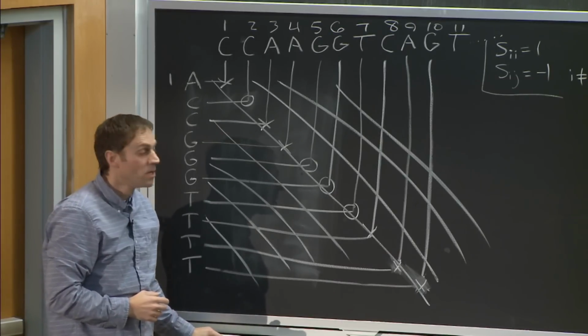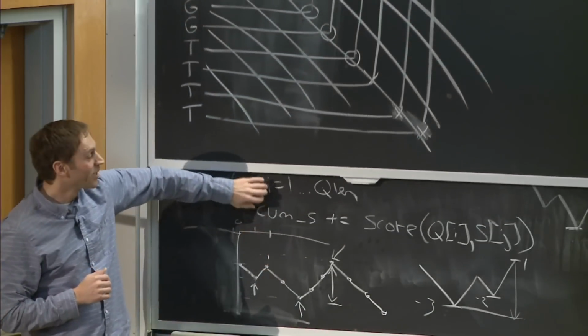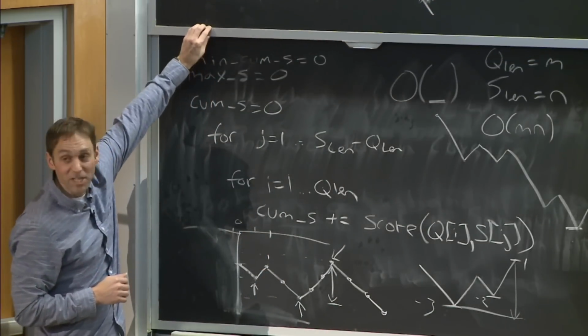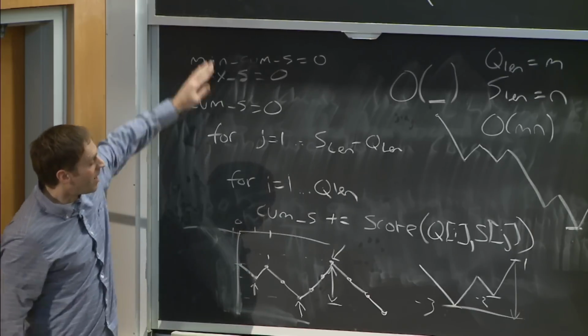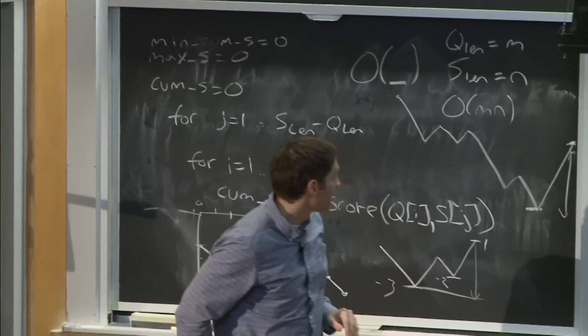Does that make sense? So that's not bad, right? I mean, it could be worse. Could be like mn squared or something like that. So that's basically why BLAST is fast.